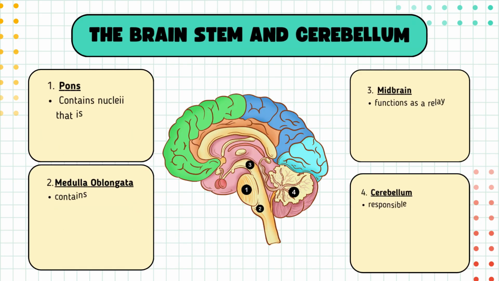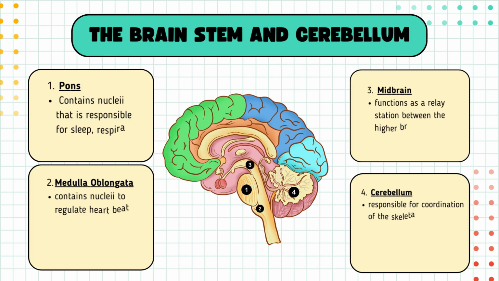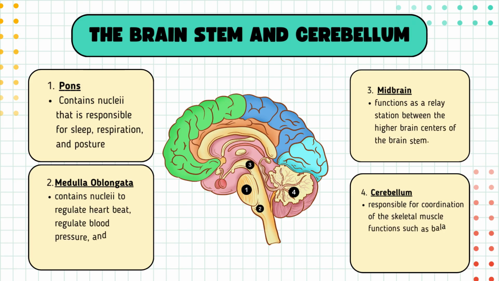So next is the brainstem and the cerebellum. I do have these numbered for you. As I go along, you can locate them in the middle image. Number 1 is the pons. The pons contains nuclei that are responsible for sleep, respiration, and posture.